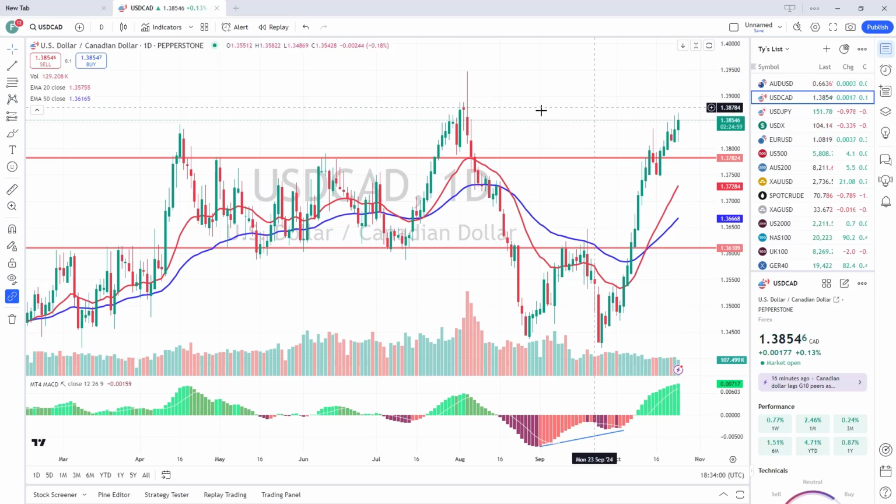There's no question about that. We know that we've got a fair bit of resistance, and the last time it hit there, it rejected very, very sharply.